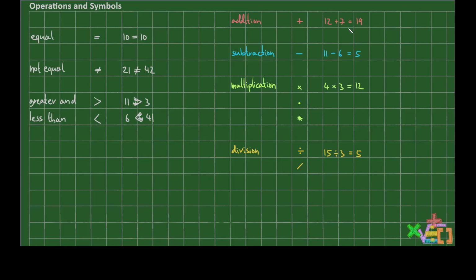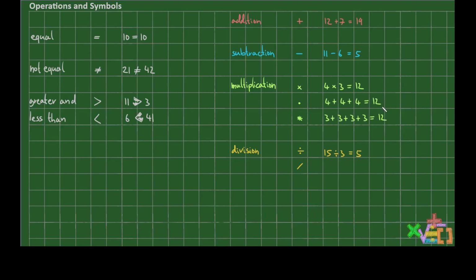For an addition, we have 12 plus 7, that gives us 19. In case of a subtraction, we have 11 minus 6, and that gives us 5. In case of a multiplication, we have 4 multiplied by 3, giving us 12. Note that a multiplication is a shorthand for repeated additions.